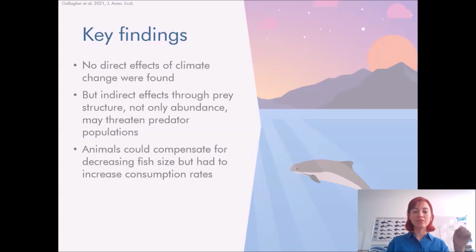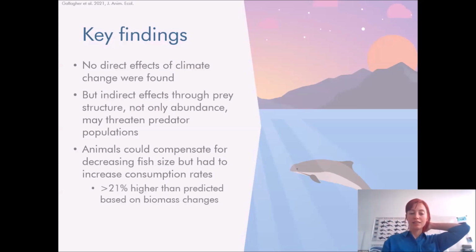And we found that animals could compensate for these decreases in fish size, but to do so, they had to increase their consumption rates. And these increases were over 21% higher than would be predicted based on changes in biomass alone. So meaning that animals moving around in a landscape, having to locate additional prey resources, may incur costs associated with that searching, which should be accounted for when predicting the impacts of changes in food availability on animals.